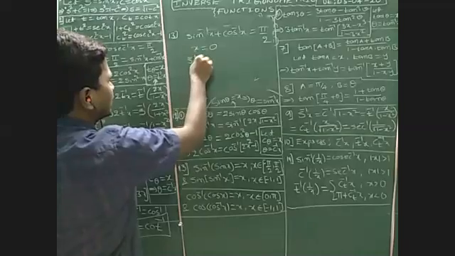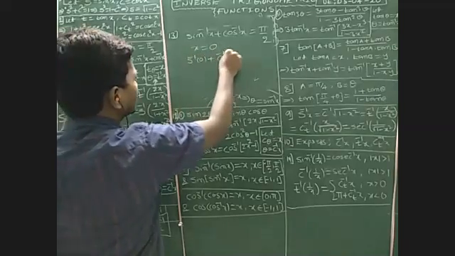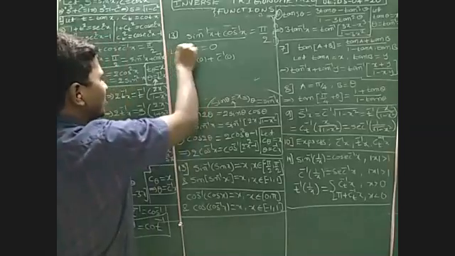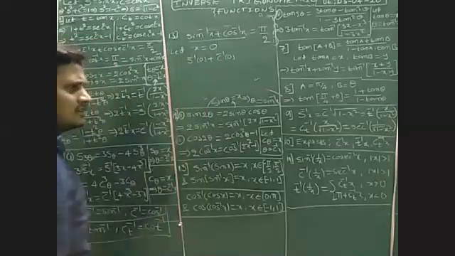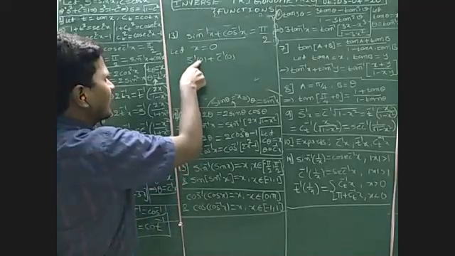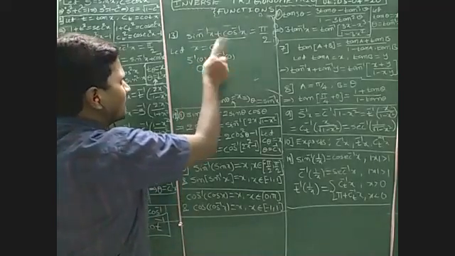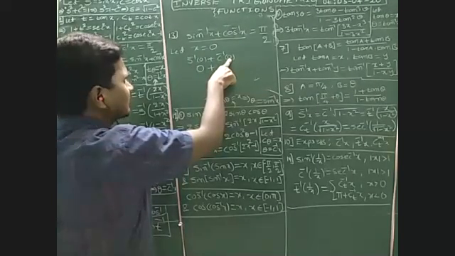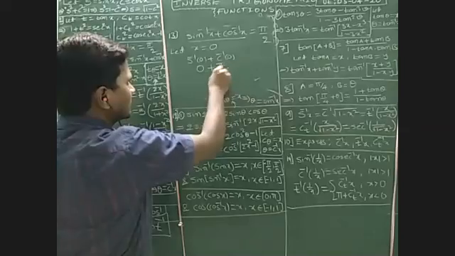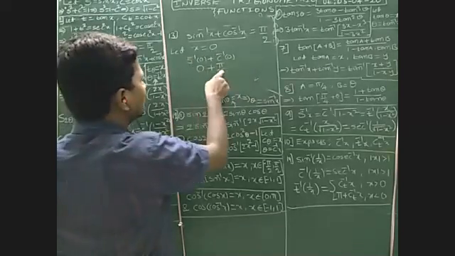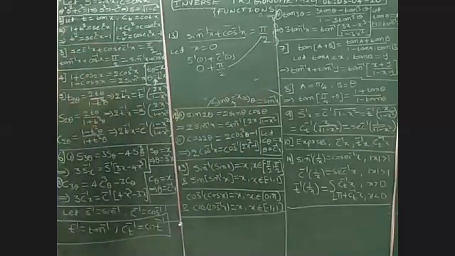Sin inverse 0 plus cos inverse 0. I'm taking the LHS. In the LHS, I substitute x is equal to 0. What is sin inverse 0? For what value of theta does sin become 0? 0. For what value of theta does cos become 0? 90. Cos 90 is 0. Sin 0 is 0. So 0 plus 90 is 90.